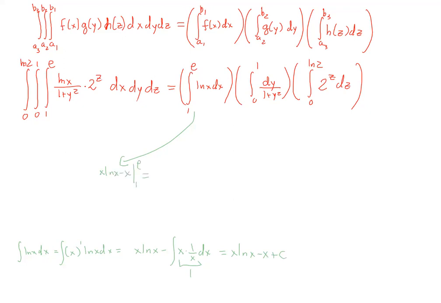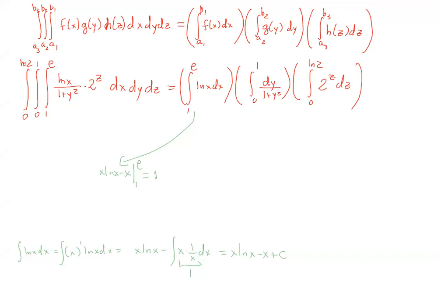If you plug in e, it's kind of interesting. You get 0, actually. Why? Because ln of e is 1, and you get e minus e, which is 0. So your only hope to get something non-zero is plugging in 1. If you plug in 1, again, ln of 1 is 0, but then you get minus 1. So you get minus negative 1, which is 1.